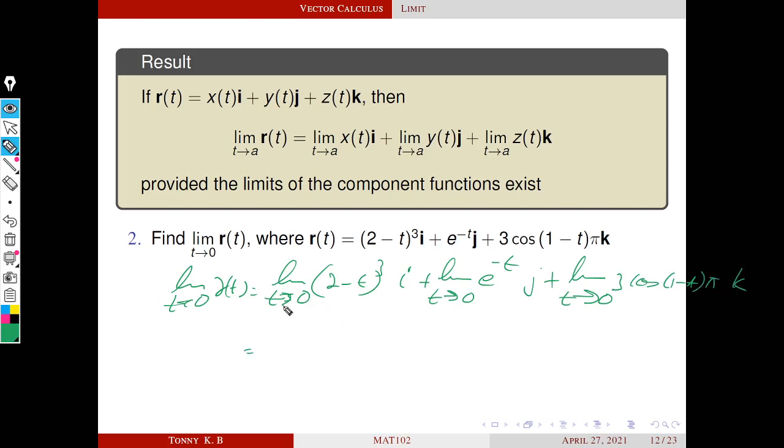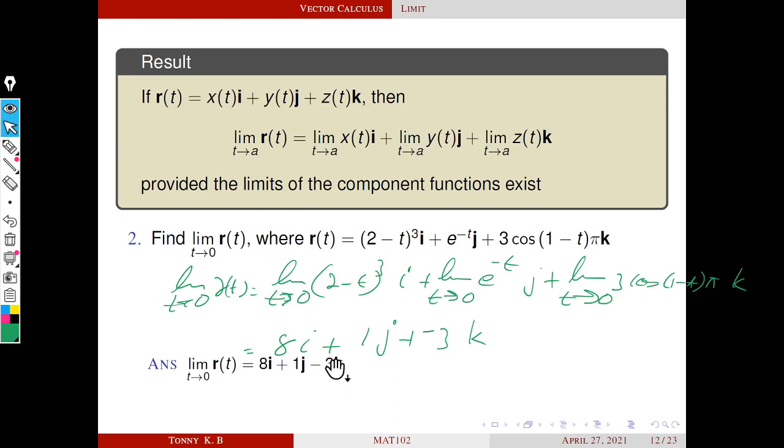What about the limit? Whenever t tends to 0, this quantity becomes 2 raised to 3, that is 8. So 8i plus e raised to minus t is continuous, so its limit is e raised to 0. So it is 1, so 1j, and this becomes 3 times cos pi. And what about cos pi? It is minus 1. So there is a minus 3k. So its limit is 8i plus j minus 3k. So its limiting value is 8i plus j minus 3k.